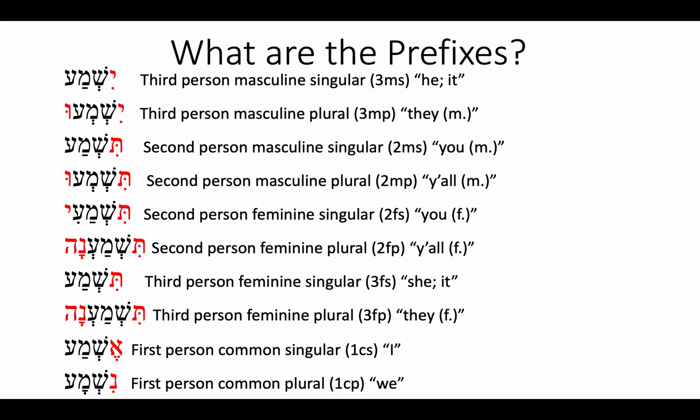So those are the prefixes and prefix and suffix combinations of the imperfect. Again, all verbal patterns use this same set of prefixes and suffixes.